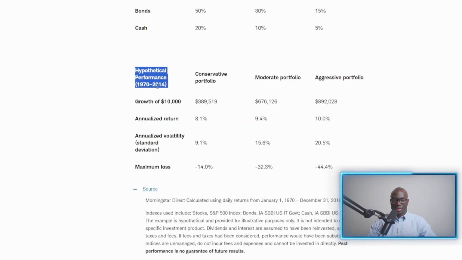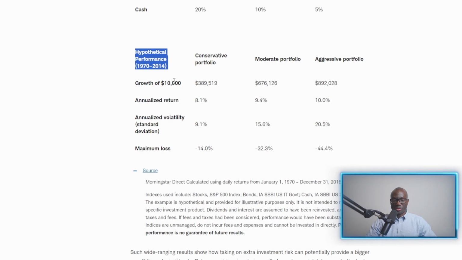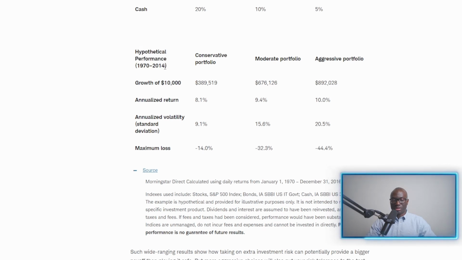Going to the hypothetical performance, all right? For the conservative portfolio that started with $10,000, at the end of 2014 this portfolio grew to about 389,000. By the end of 2014, the moderate portfolio grew to about 676,000, and aggressive grew to about 892,000, with an annualized return of about 10% for aggressive, 9.8 and 8.1. So you can see even with a conservative portfolio, you still saw some growth during this period. And the annualized volatility, standard deviation, was around 9.1, 15.6, and 20.5.